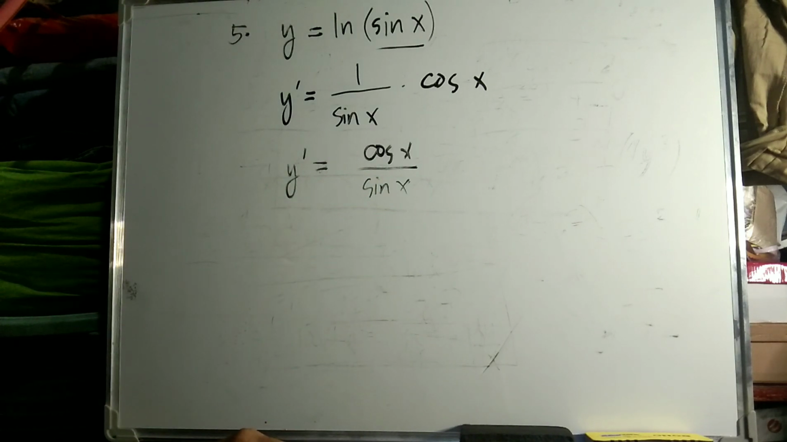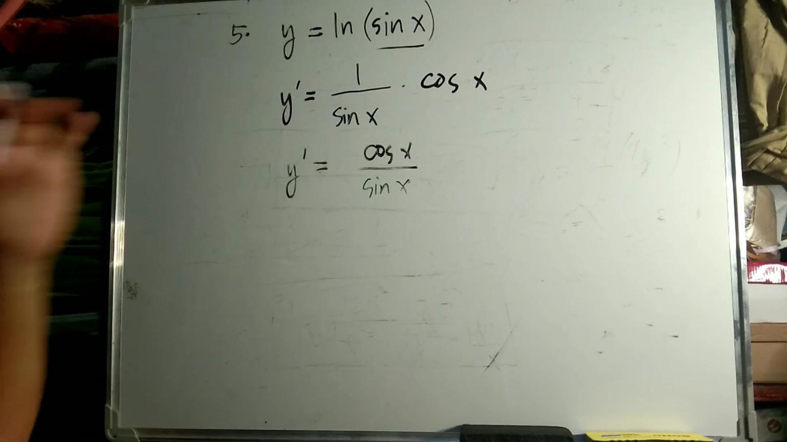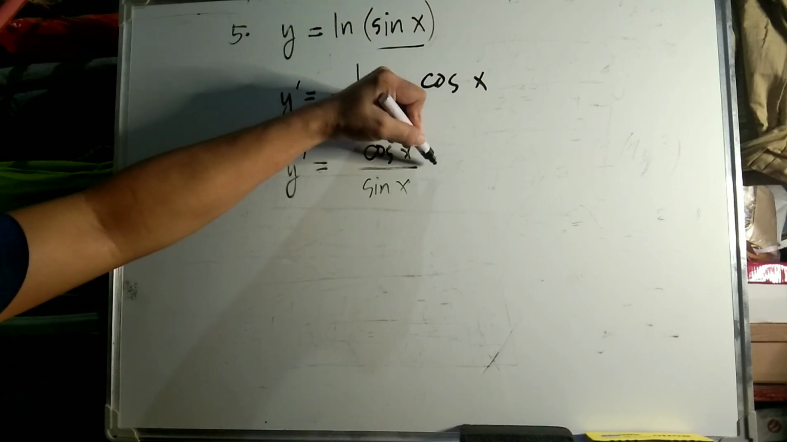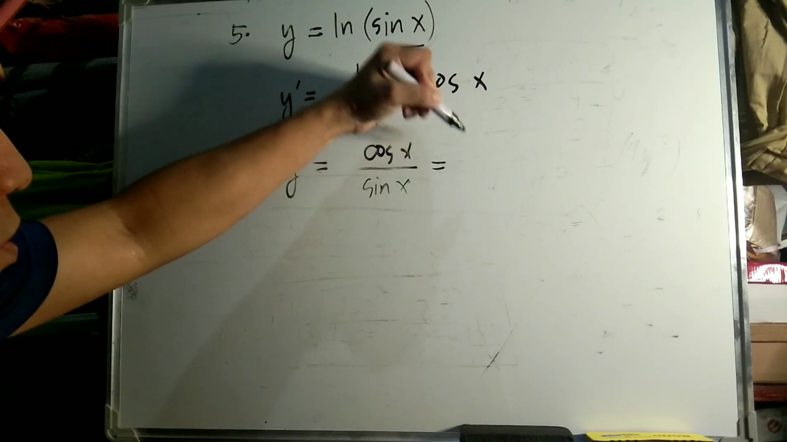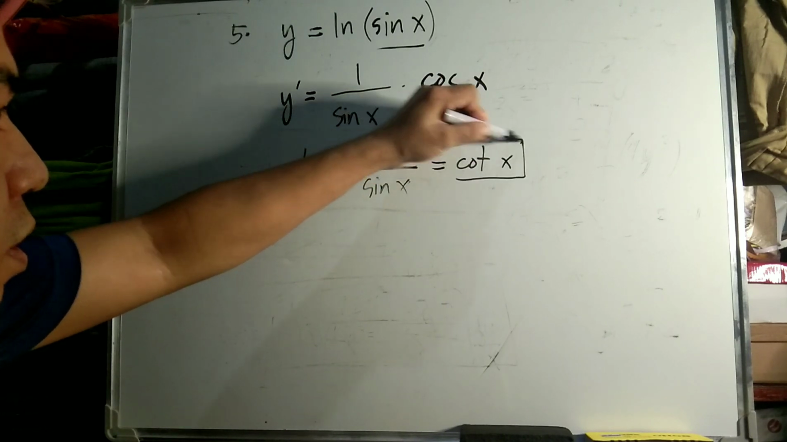And again, in trigonometric identities, or yung formula natin, no? We have cosine x over sin x is equal to, also equal to cotangent x.